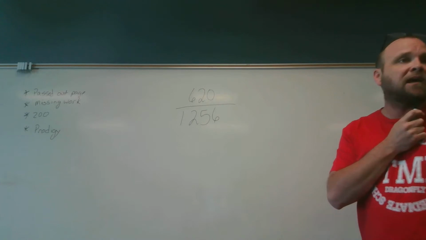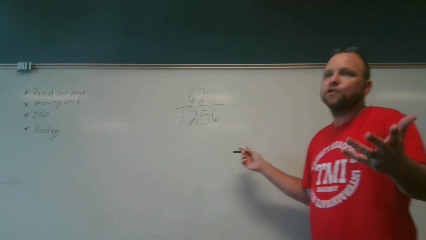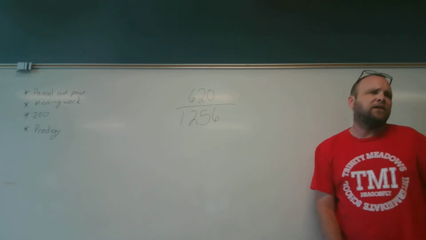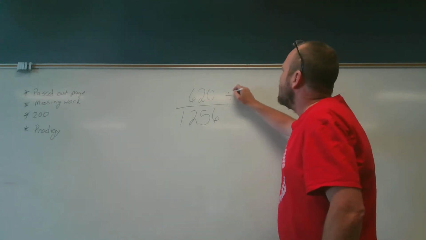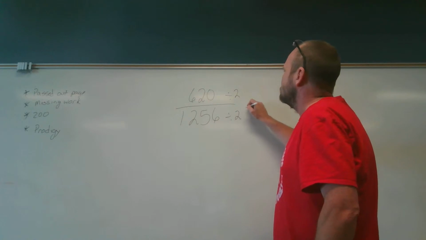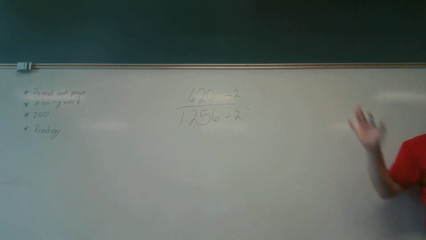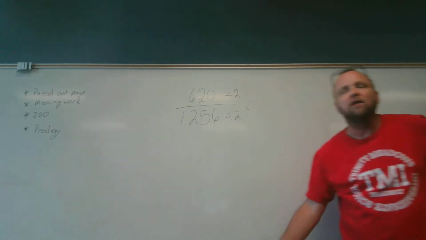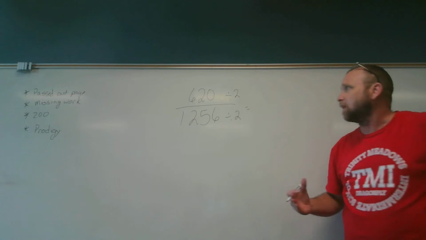2. I know 2 is a factor of both of these because they're what kind of numbers? Even numbers. So I can divide these both by 2. I may have to divide them more and more, but if I know at least one number that is a factor of it, doesn't matter how big they are, we can at least start our simplification.